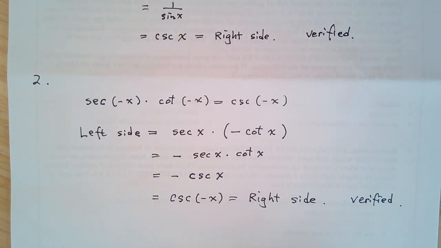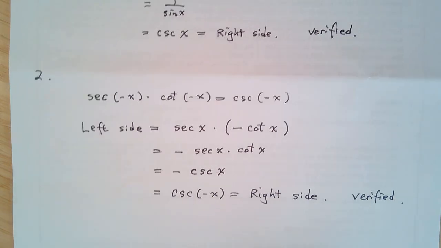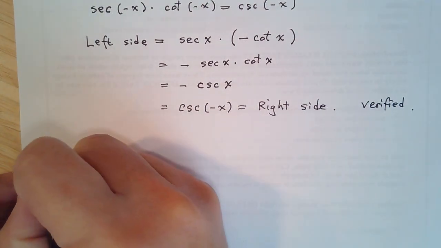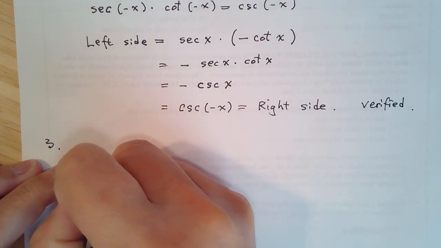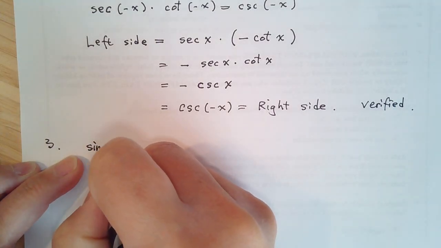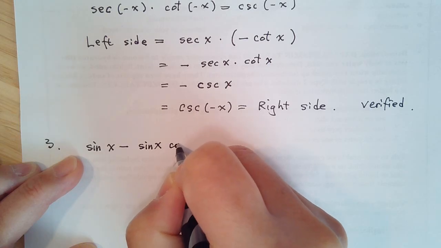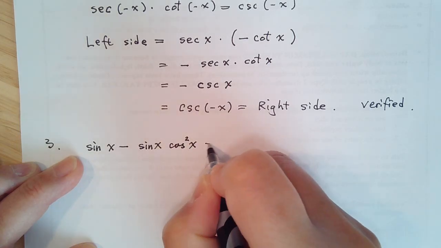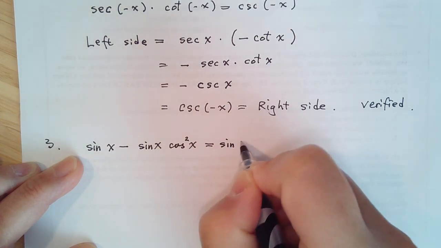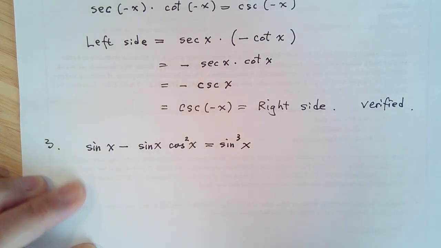Okay, so far so good. All right, we're going to work on number 3. Again, I ask you to verify this: sine x minus sine x cosine squared x equals sine cubed x.